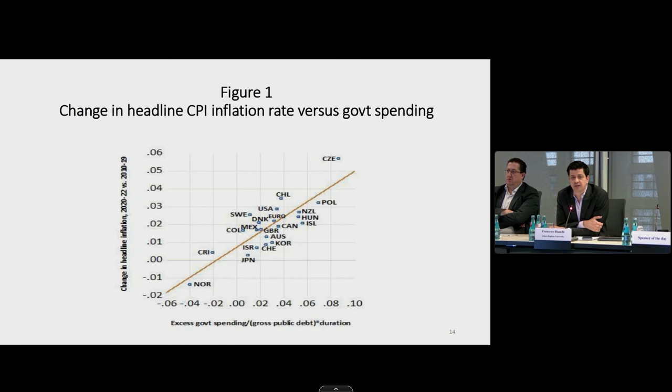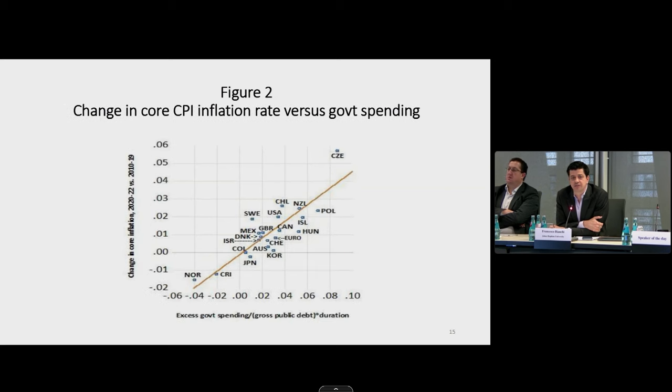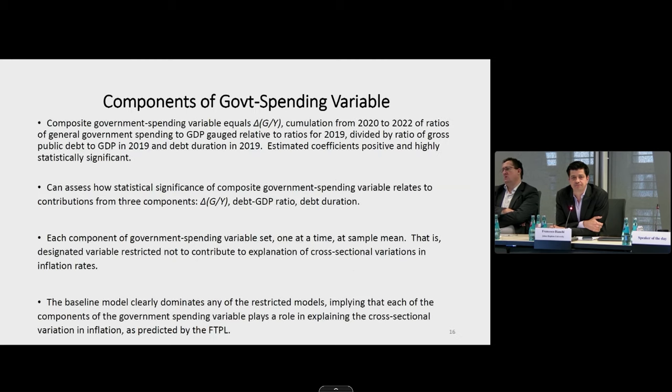So you see that all countries line up on the diagonal. You see in the middle, the euro area and the US are really in the middle, both in terms of spending and inflation experience. We can also do this for core CPI, and the results are essentially identical, at least visually.